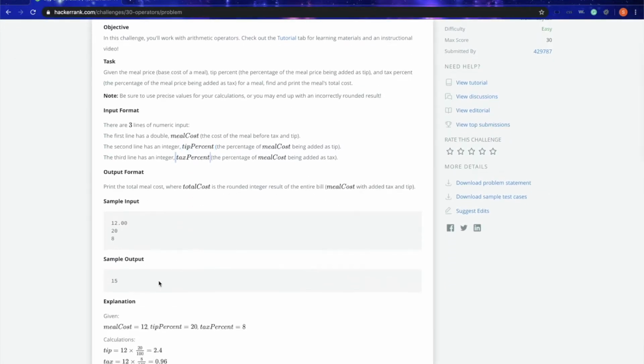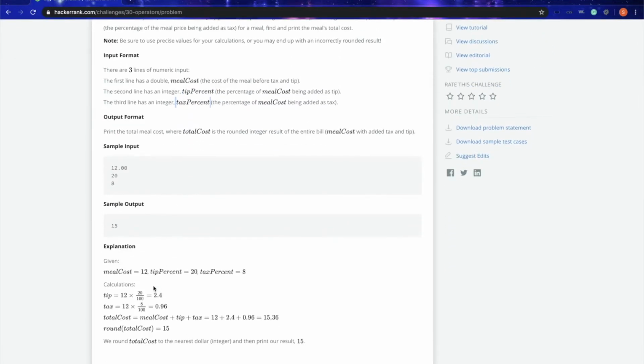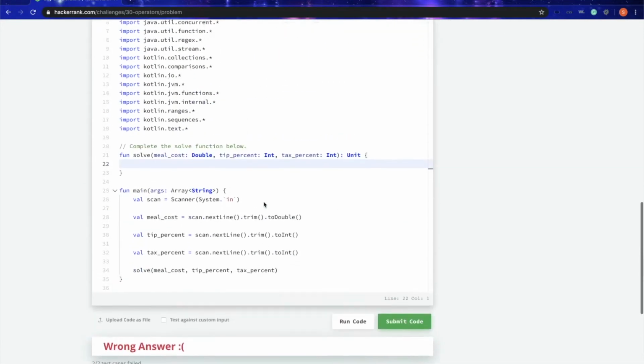And they have also given a fairly easy explanation saying that okay, if the tip is 20, the way it will be calculated is 20% of 12, and similarly tax 8% of 12, which will be 2.4 and 0.96, and then they calculate the total cost by adding it and then rounding it off to the nearest integer, which is as required in the output format. Okay, nice. So this is the task and I'm doing it in Kotlin.